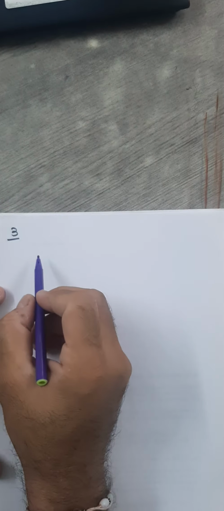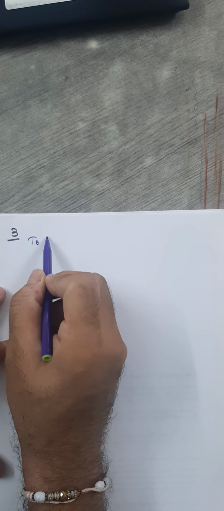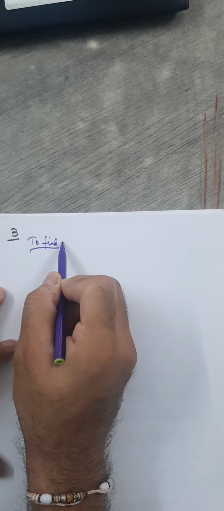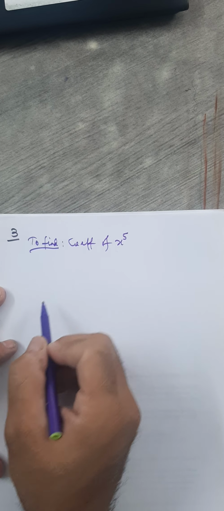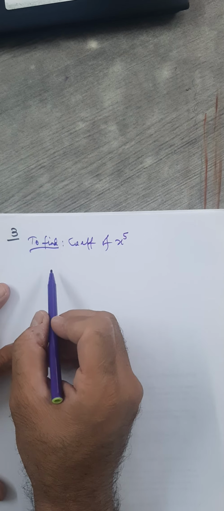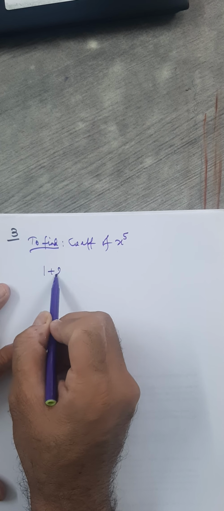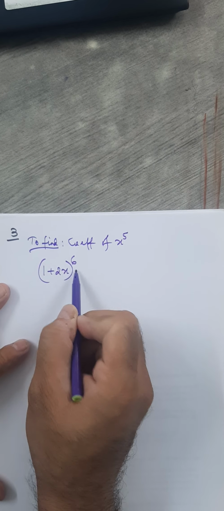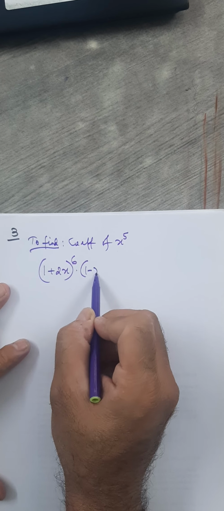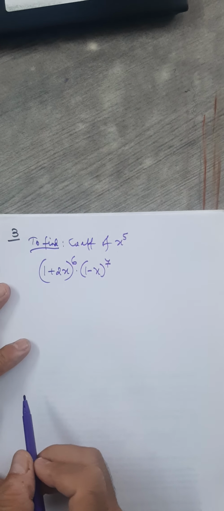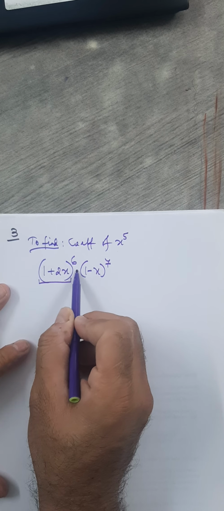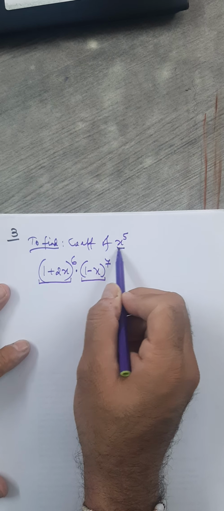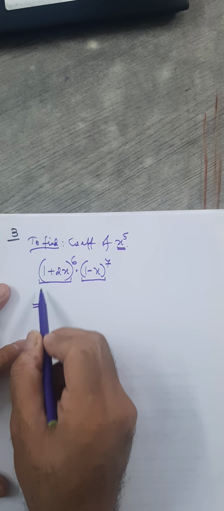Third question. Find the coefficient of x raised to 5. What you want to find is the coefficient of x raised to 5 in the expansion of this product, remember, (1 plus 2x) the whole raised to 6 into (1 minus x) the whole raised to 7. So using the binomial theorem, I'll expand this first, then this, and then we observe where we'll get x raised to 5.